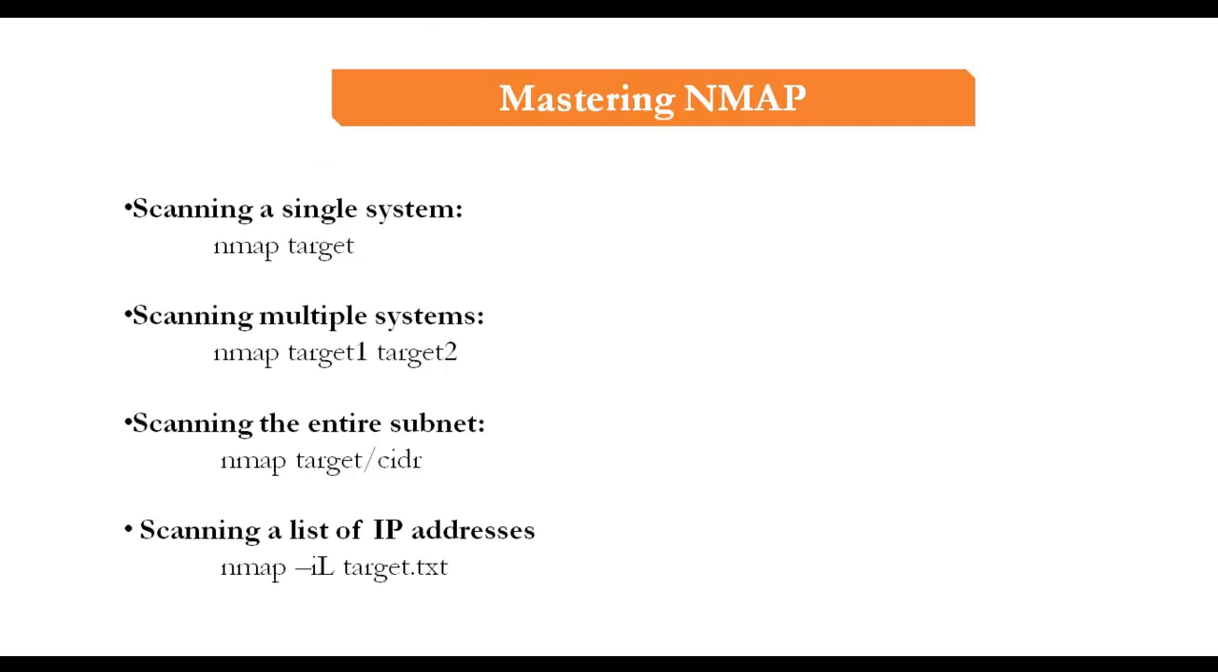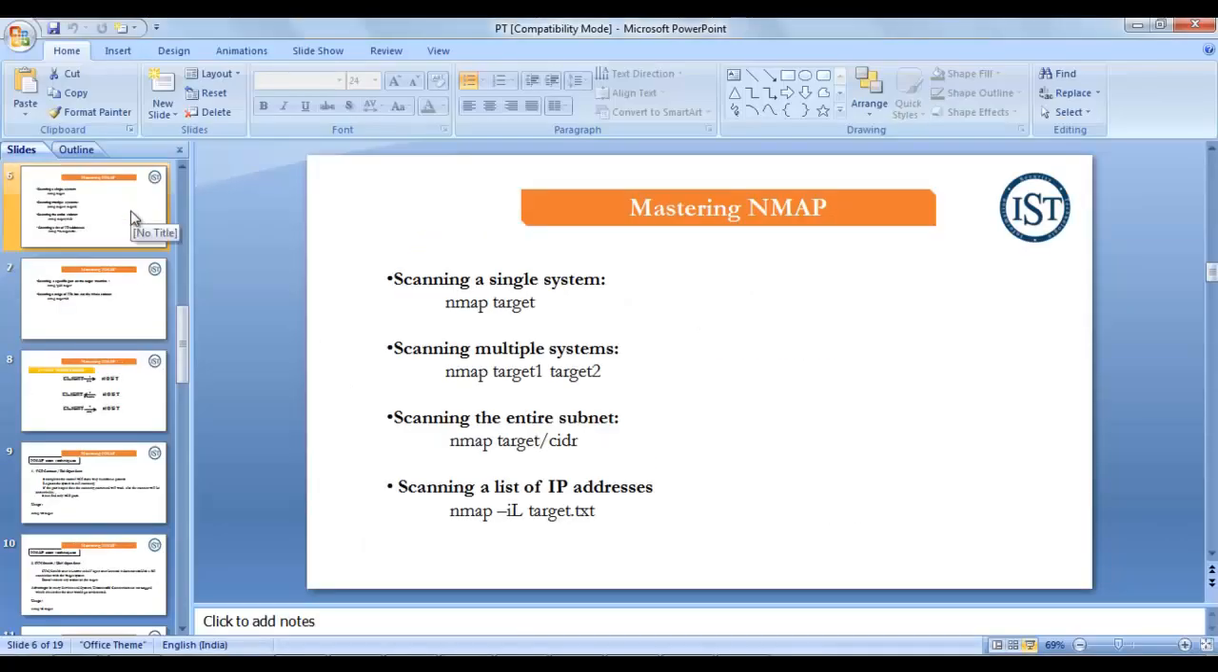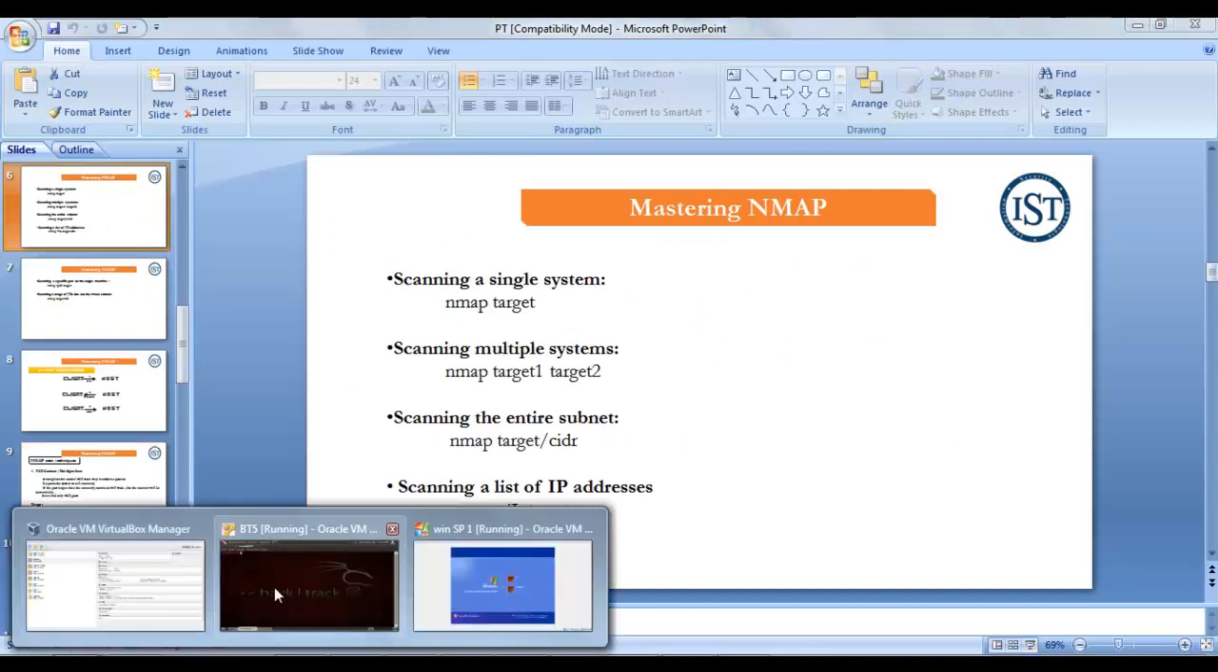To scan a single system using Nmap, this is the command: nmap, space, the IP address or the target's host name. So this is how we can scan a single system. I'll show a simple example of how we can do that.